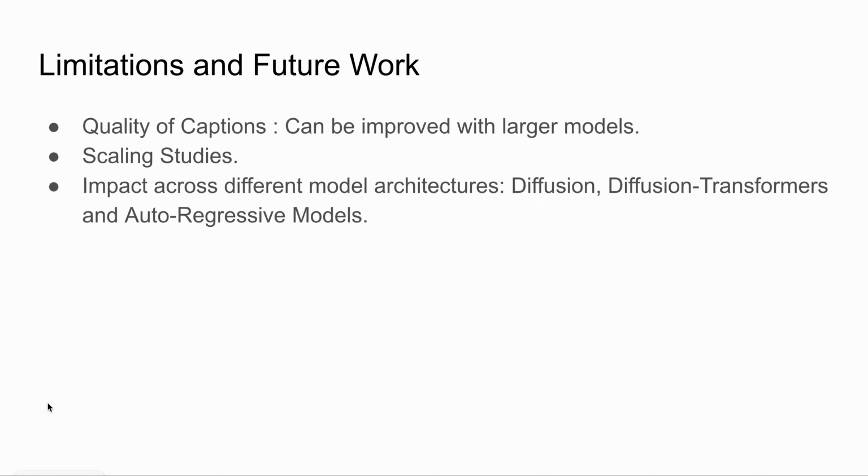Finally, there is scope for improvement. For example, the quality of captions can be improved while using larger models. We also do not perform scaling studies, which is left as future work. Furthermore, there has been a recent surge of different architectures such as diffusion transformers and autoregressive generation of images. The impact of SPRIGHT can be studied there.